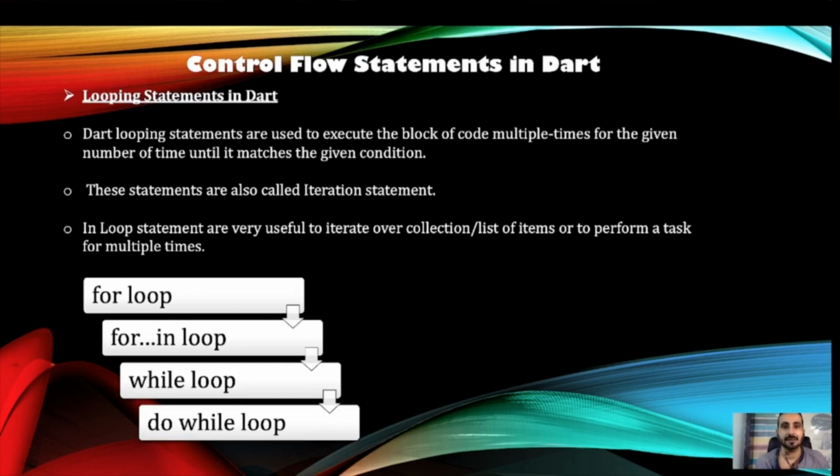Now let's see what are looping statements in Dart. Dart looping statements are basically used to execute a block of code multiple times, for a given number of times, until it matches the given condition. These statements are also called iteration statements. These loop statements are very useful to iterate over a collection or list of items, or to perform a task multiple times.